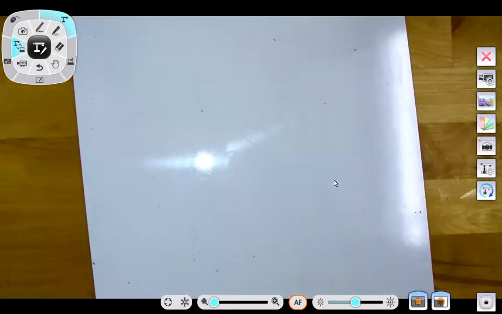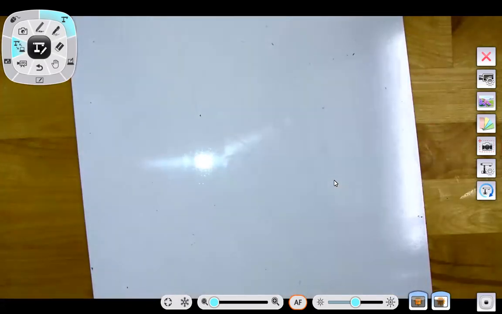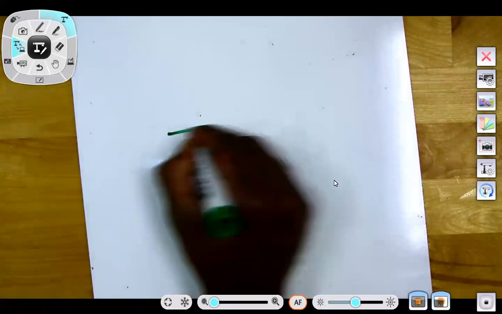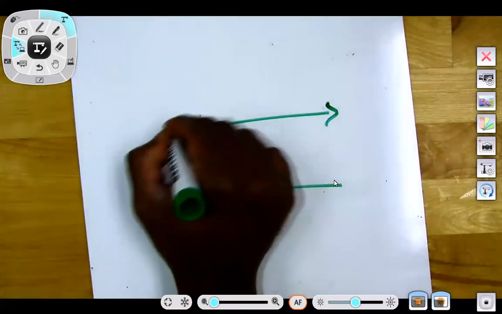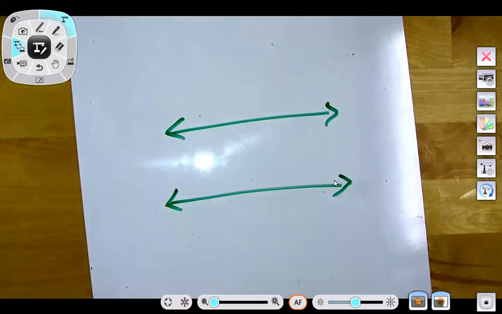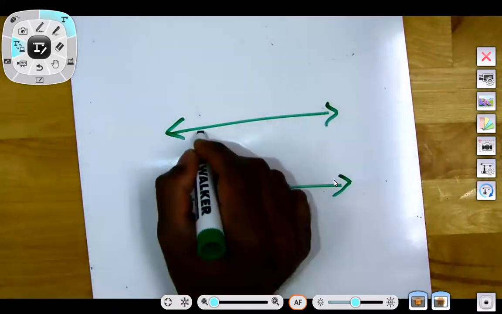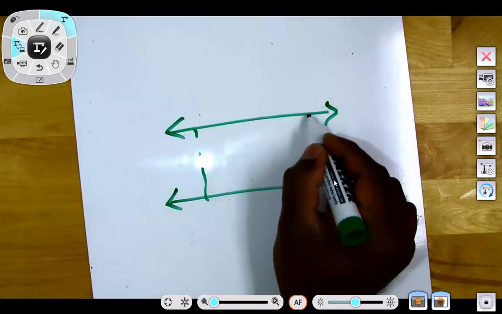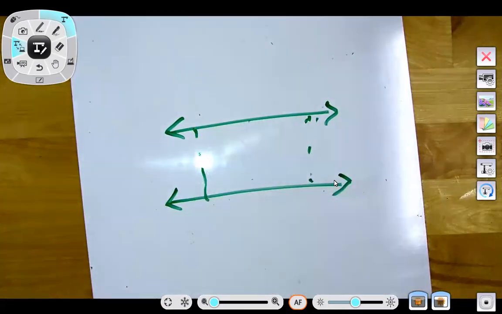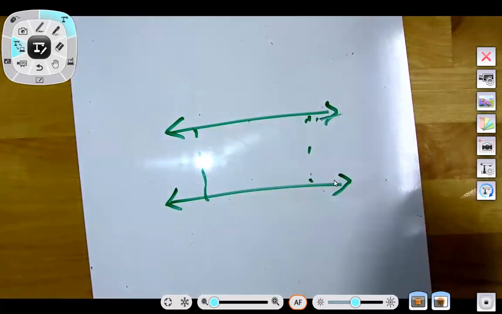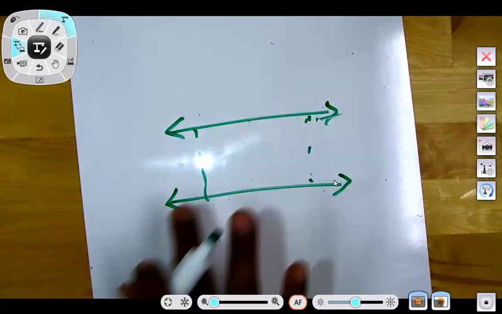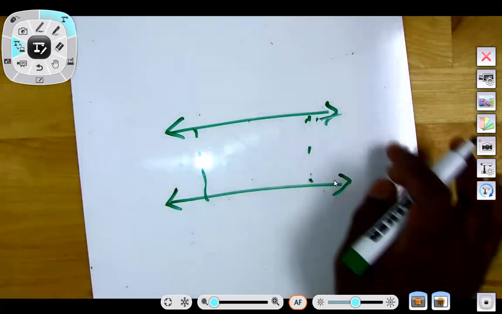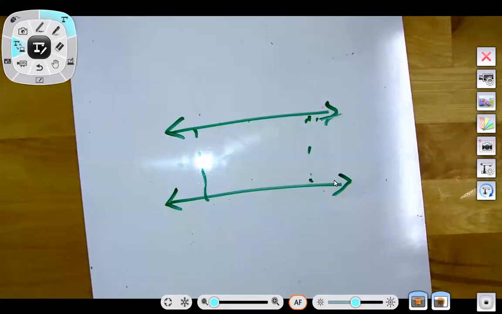Now we are going to parallel lines. What is a parallel line? Two lines that have the same distance everywhere. If you measure in here, it's going to be the same distance as here. And those two lines never meet each other. If you extend them all the way, these two lines are not going to meet. You know why? They maintain the same distance everywhere. These two are parallel lines.